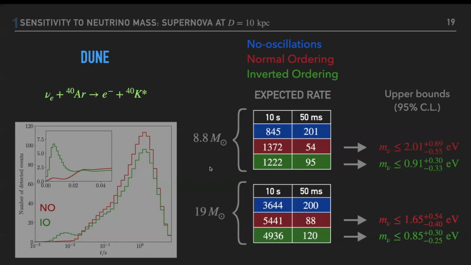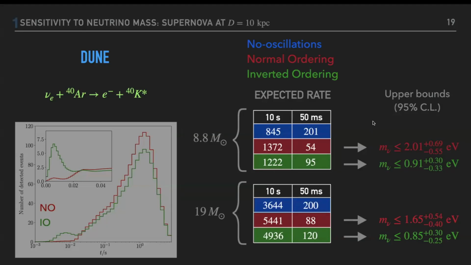Some considerations about these results. First of all, you can see that in both cases the best result is the one of inverted ordering, the green one. The most stringent result is the inverted ordering case, even if the overall statistics collected during the explosion is lower than the expected one in the normal ordering case. This is due to the fact that in inverted ordering we still have the information that comes from the neutronization peak, while in normal ordering this is suppressed by the MSW effect, the matter effect happening within the stellar environment. So the presence of this peak allows us to set a stronger constraint on the mass, even if the expected statistics is lower.